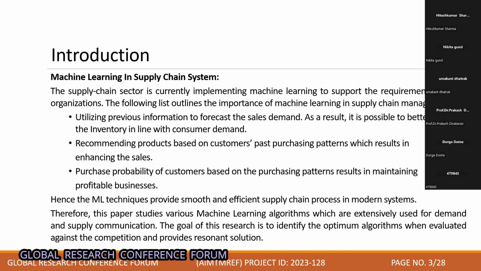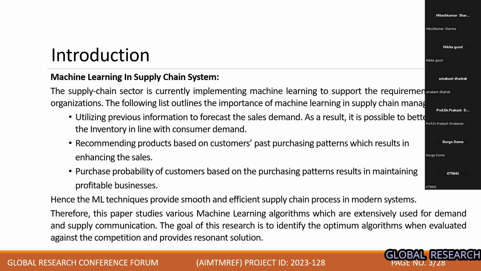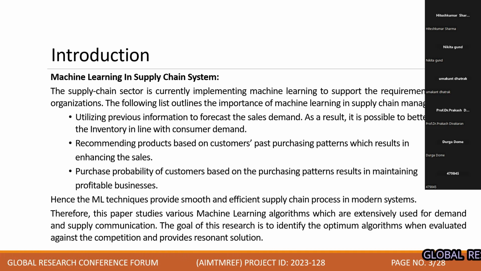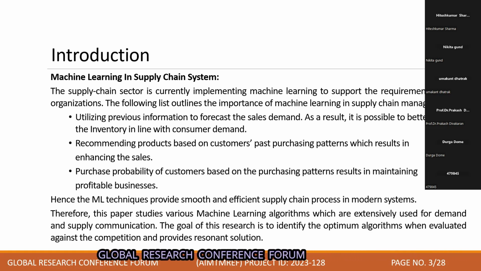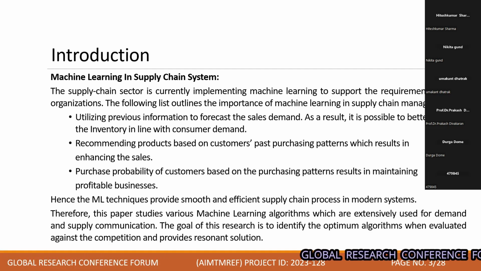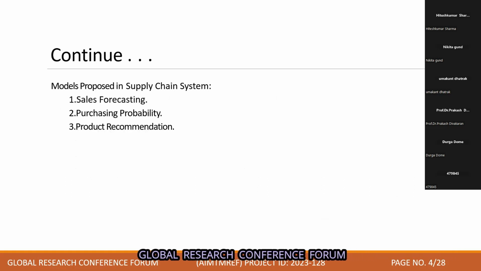And how are we doing this? We are utilizing previous information to forecast the sales demand, recommending products based on the customer's past purchasing patterns, and predicting the purchasing probability of customers based on those patterns. Therefore, this paper studies various machine learning algorithms which are extensively used for demand and supply communication. Moving to the next slide.